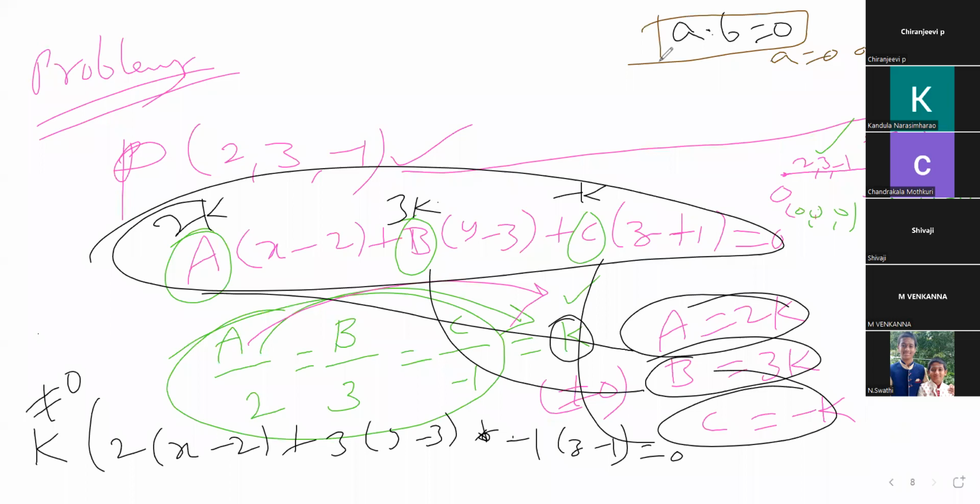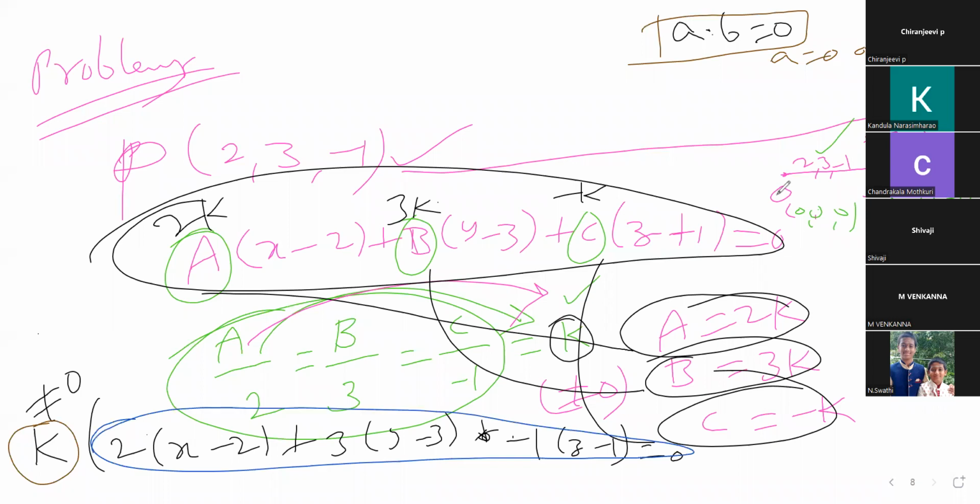Like that, here k into this is k, and another one is this value. So only this 2 into (x minus 2) can be 0, or k can be 0.